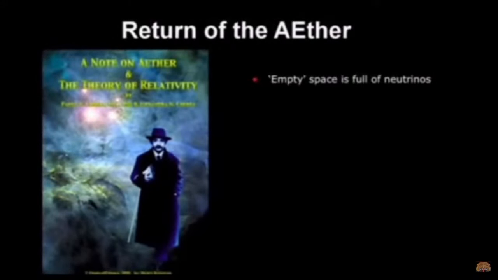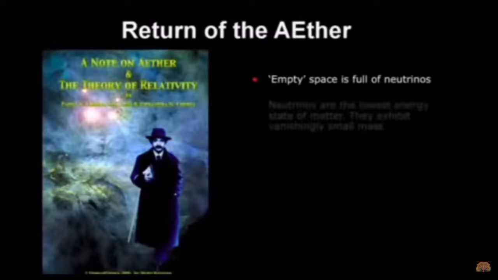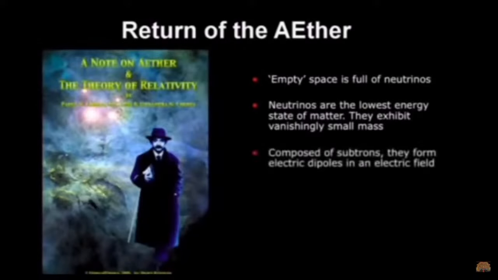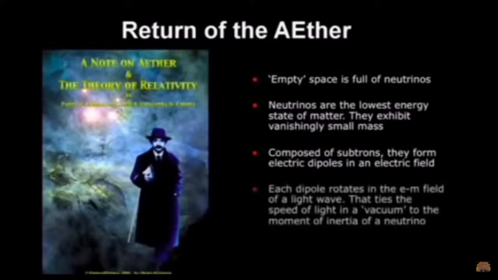Empty space, I suggest, is full of neutrinos. Neutrinos are the lowest energy state of matter. They exhibit vanishingly small mass. They're composed of subtrons, which is what Ralph called them. They form electric dipoles, that is the neutrinos, in an electric field. And each dipole rotates in the electromagnetic field of a light wave, that ties the speed of light in a vacuum to the moment of inertia of a neutrino.